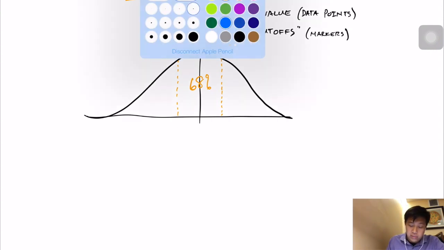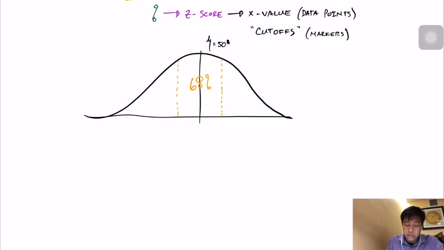The X values, or data points, or cutoffs, or markers, all those four words I mentioned briefly, are these right here in this light blue color. In other words, we're trying to figure out what these numbers, x sub 1 and x sub 2, are, such that all data within the population between those two numbers make up 68% of the data. Again, remember that's assuming a normal distribution, and all normal distributions have 100% of the data.